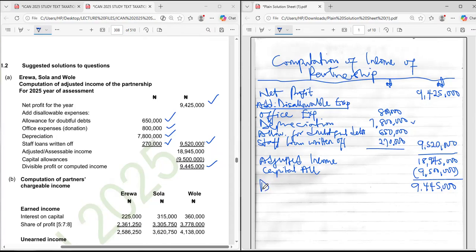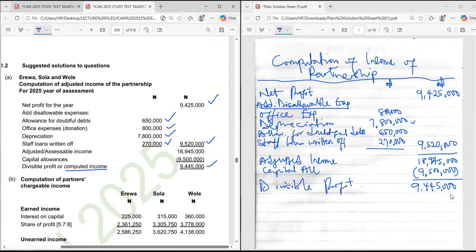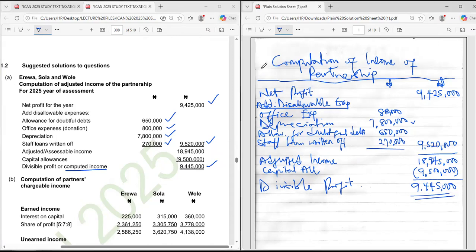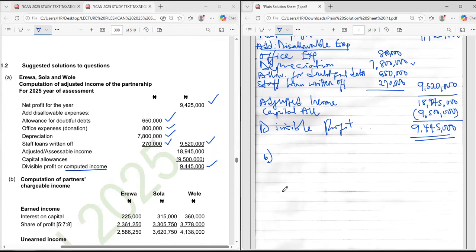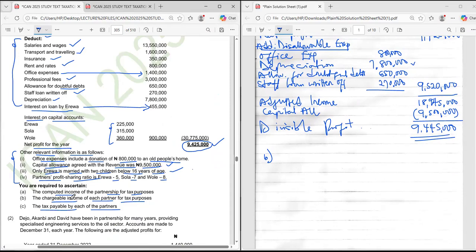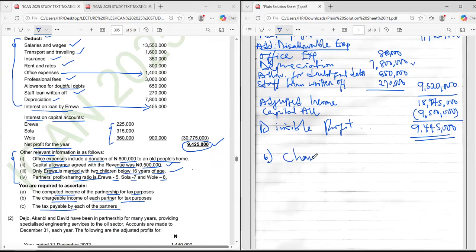So that will now be our divisible profits. You know why they call it divisible? Yes, it's going to be shared among the partners. They also call it computed income. So this is A. Now let's do the B part. What's the B part saying? The B part is technically saying how to calculate the chargeable income. It simply means the income in the hands of the partners.